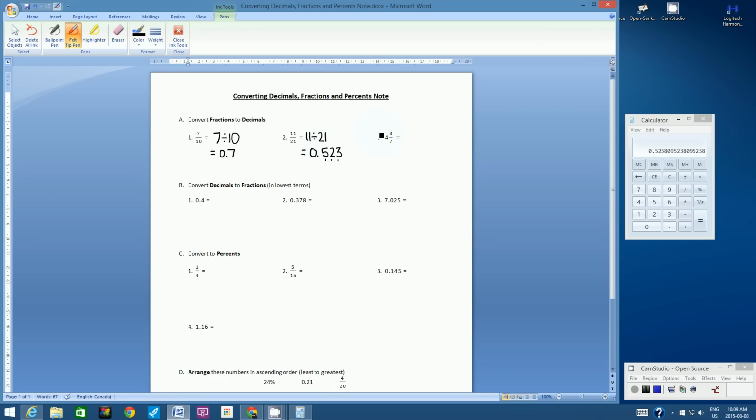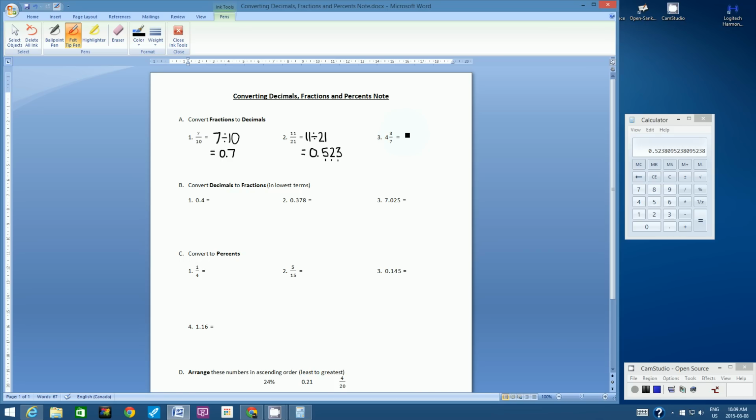Okay, so let's go on to question 3. What do you notice that's different about question 3? Well, this is what's called a mixed number. We have a whole number and then a fraction. Okay, a whole number and a fraction means a mixed number. So for this question, what we're going to do is we're just going to ignore the whole number for now, and we're just going to concentrate on the fraction.